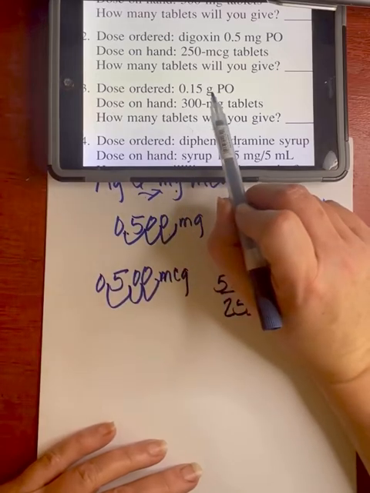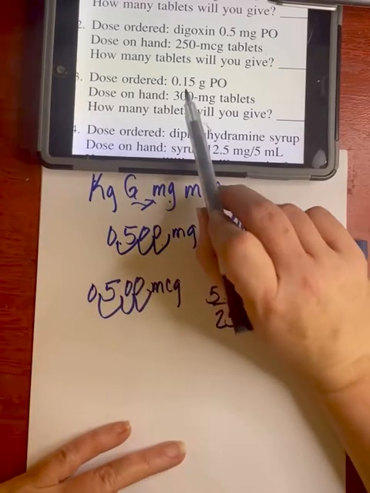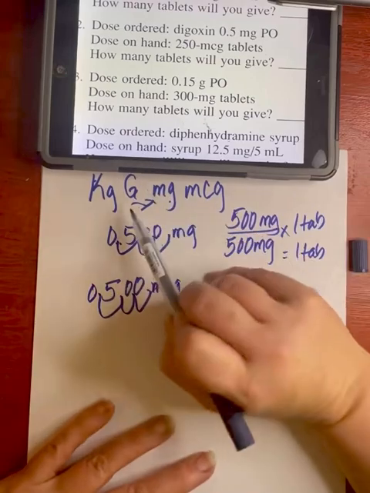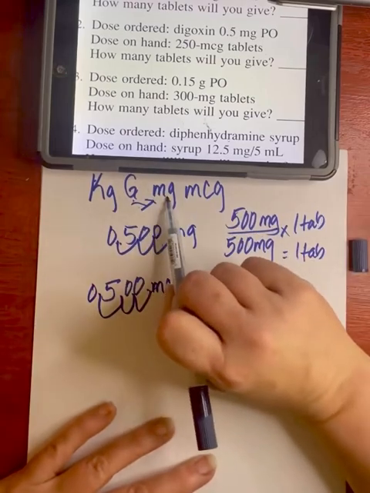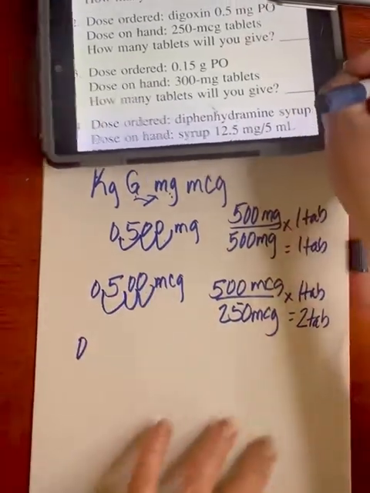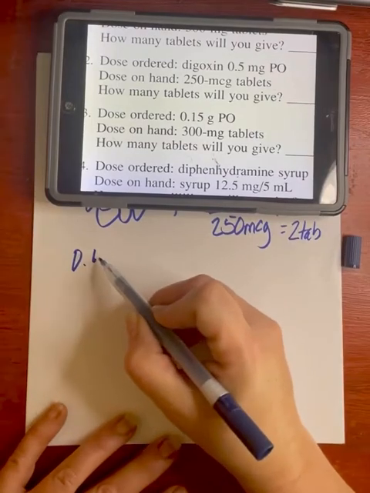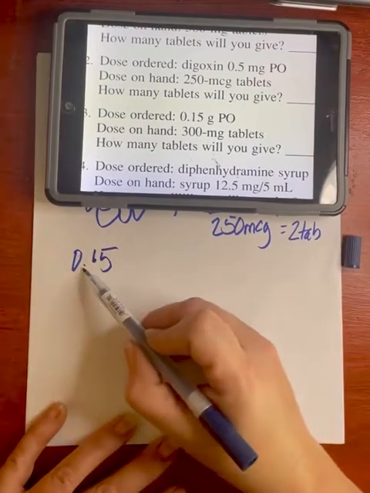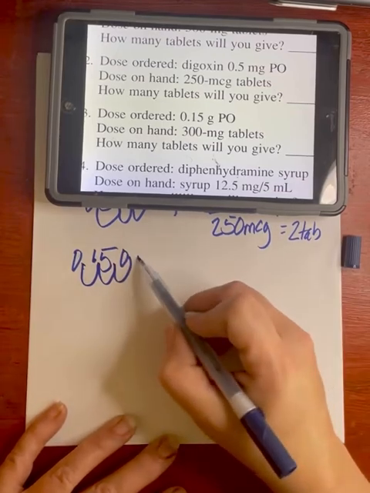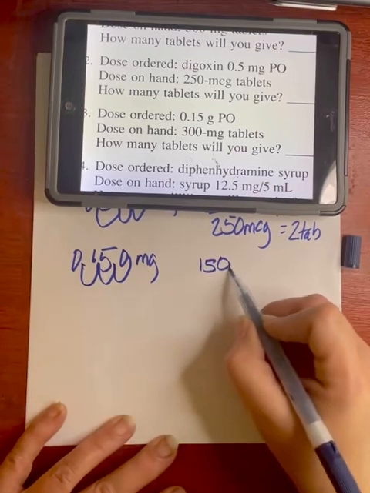Okay, we got grams, and we're going to have to convert it to milligrams. I'm going to convert it to get rid of the decimal, because a decimal will kill somebody. So, grams to milligrams, we got to go to the right. So, let me get this settled. 0.15 grams. We're going to take this and go 1, 2, 3. That would be 150 milligrams. So what he wants is 150 milligrams.